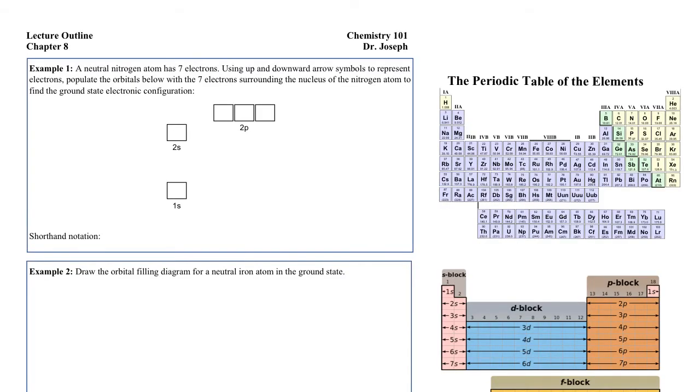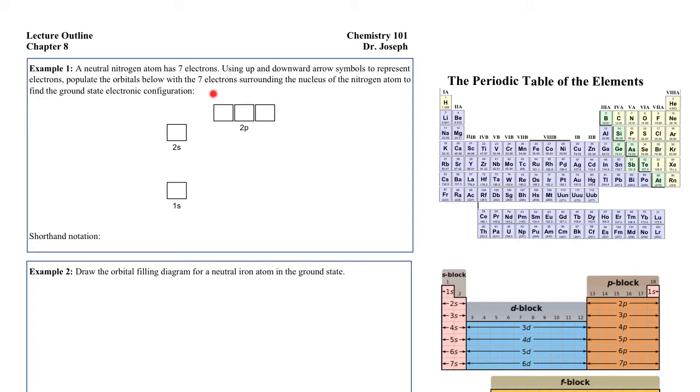So what we're going to do first is look at a nitrogen atom. This first example says a neutral nitrogen atom, and it says it has 7 electrons. We'll talk about why that is in a minute. But basically, we're going to look at a neutral nitrogen, write out a configuration of the different orbitals that nitrogen has, and then figure out what electrons are in what orbital, using the principles that we have: the Aufbau principle, Hund's rule, and the Pauli exclusion principle.